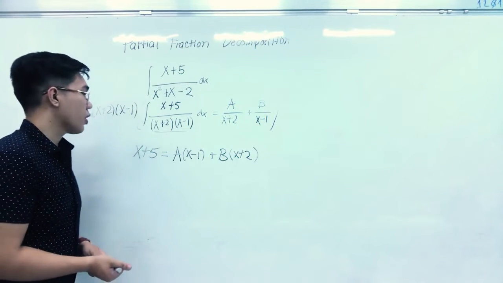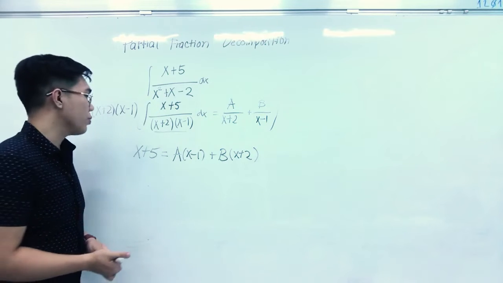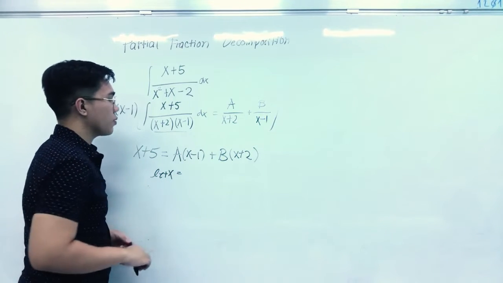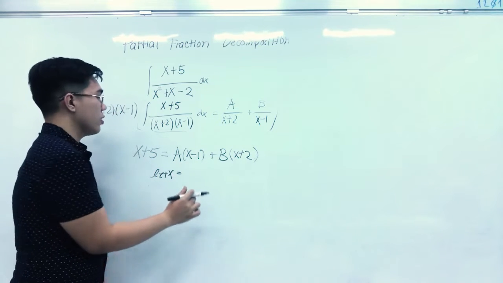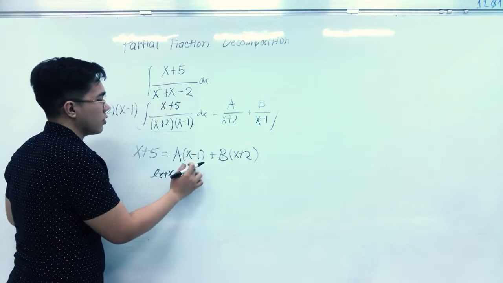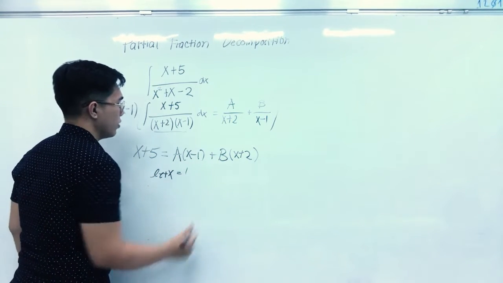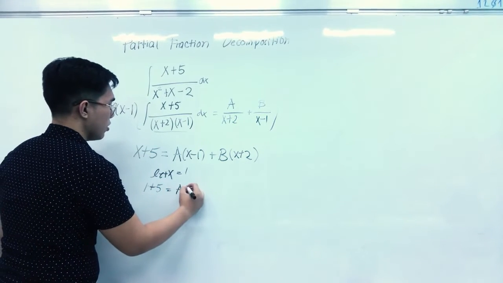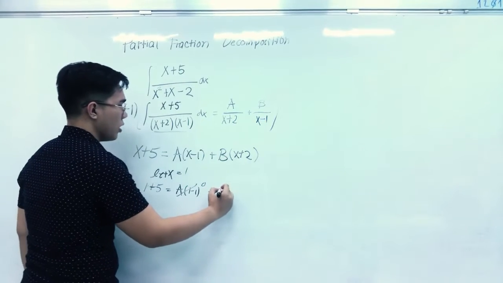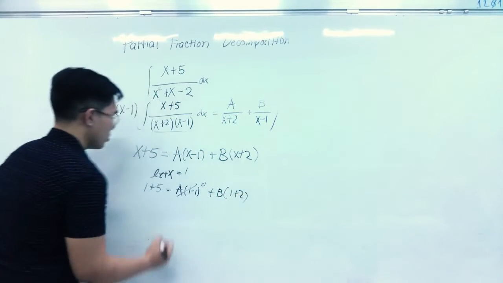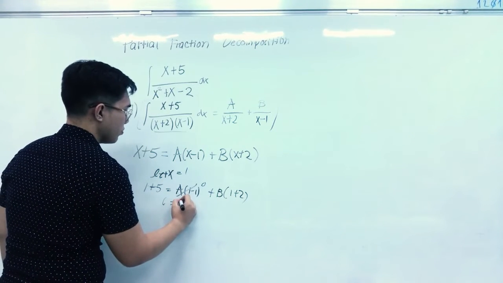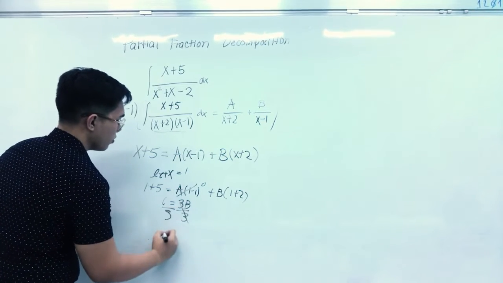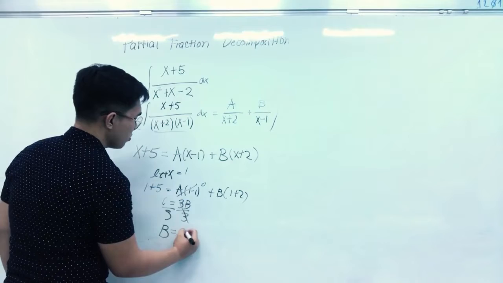So now we have this equation, and our goal is to find the value of constant A and constant B. We try to do it by letting x be the value that cancels one constant out to 0. In this case, we'll try to cancel out A. So x here will be 1, so that this term will cancel out to 0. So let x be 1. Substituting, 1 plus 5 is equal to A times 1 minus 1, this will become 0, plus B times 1 plus 2. Simplifying, 6 is equal to 3B. So divide both sides by 3, and the value of our B constant is equal to 2.